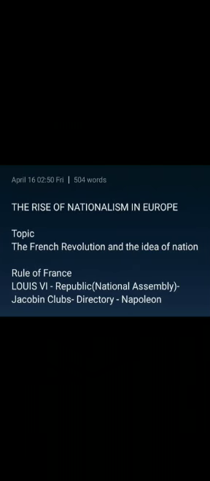Now, let me move further. We are on the very first point, the French Revolution and the idea of the nation. So, how did the French Revolution give the idea for a nation? If we say that this is a nation, saying so does not make it a nation. One needs to evoke the feeling of nationalism to convert it into a nation.